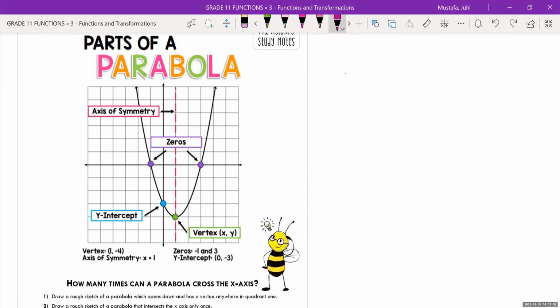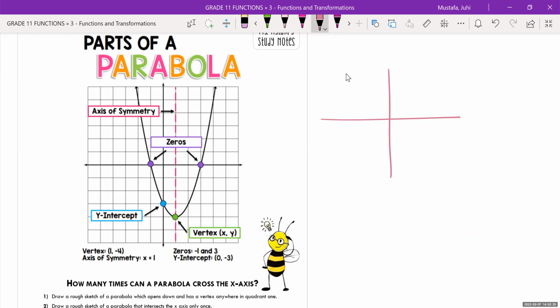Now here's a question for you. How many x-intercepts does a parabola have? Yep, 2 or, yep, or 0, yeah. So let's actually look at that. How come a parabola can have 0, 1, or 2 x-intercepts?